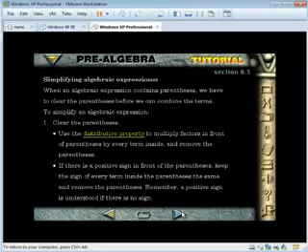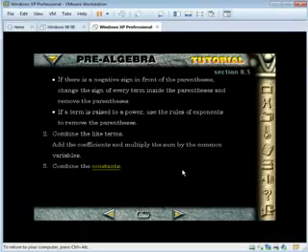Remember, a positive sign is understood if there is no sign. If there is a negative sign in front of the parentheses, change the sign of every term inside the parentheses and remove the parentheses. If a term is raised to a power, use the rules of exponents to remove the parentheses. 2. Combine the like terms. Add the coefficients and multiply the sum by the common variables. 3. Combine the constants.